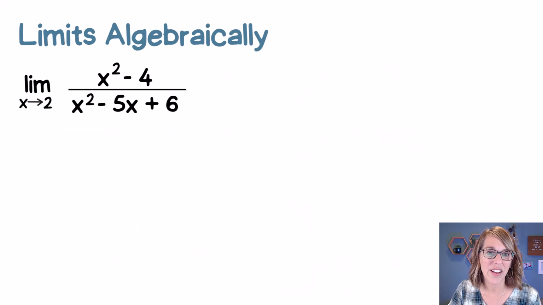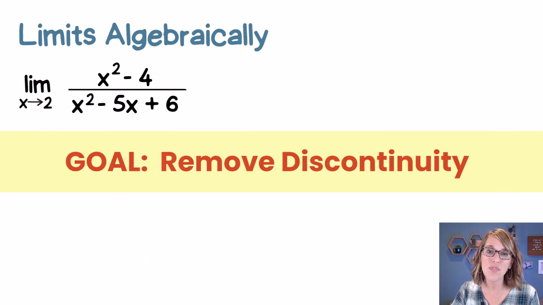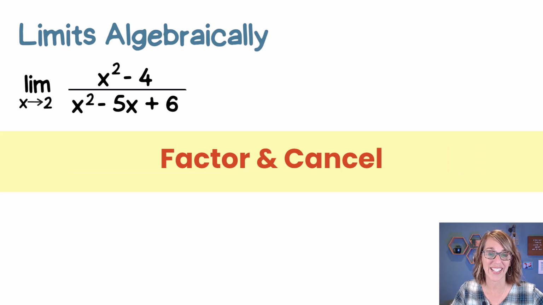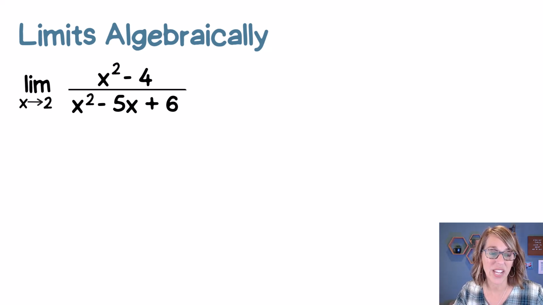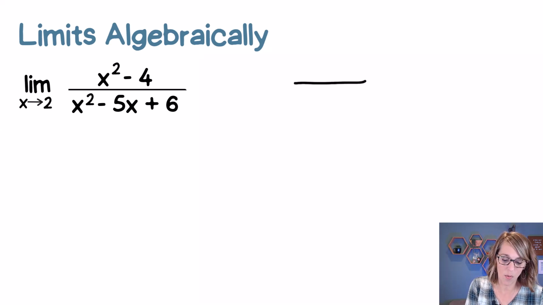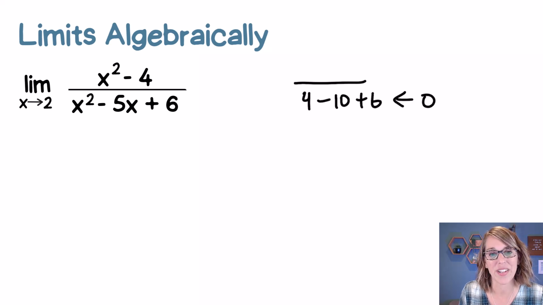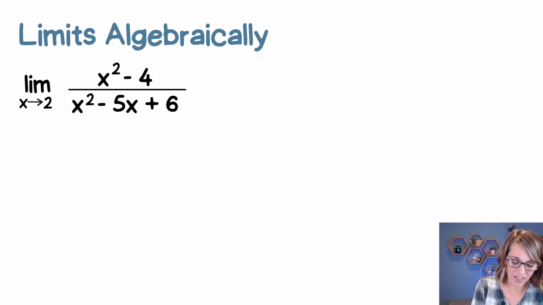You also need to know how to evaluate limits algebraically. Our goal is to remove the discontinuity with our algebra, and in this type, we want to factor and cancel. Now, the very first thing that you would want to do is to plug 2 in. If I just check it in my denominator there, I get a 4 minus a 10 plus a 6, and I end up with a 0 in that denominator. So I know I've got a discontinuity there. So I want to go ahead and factor this.